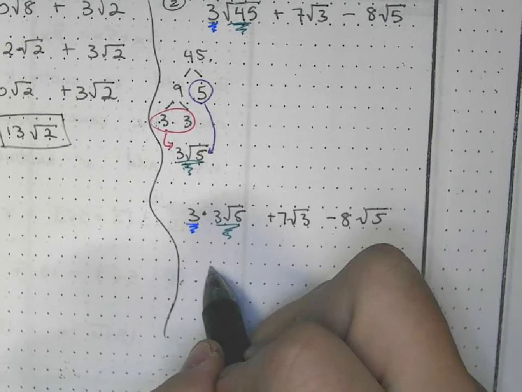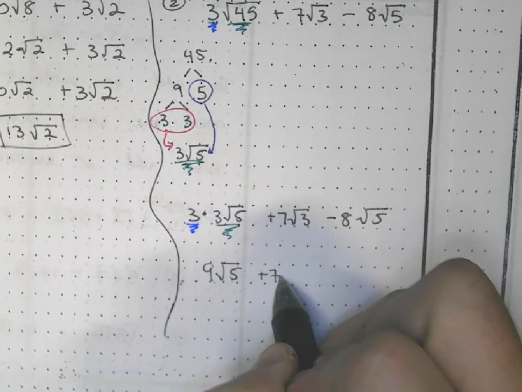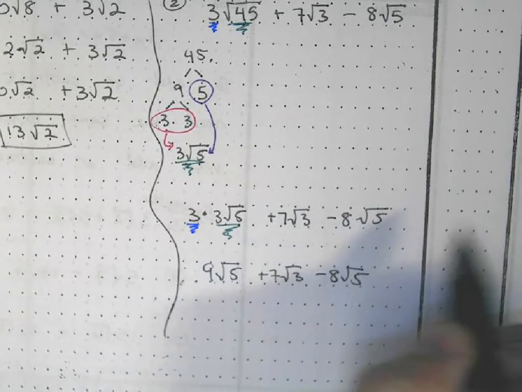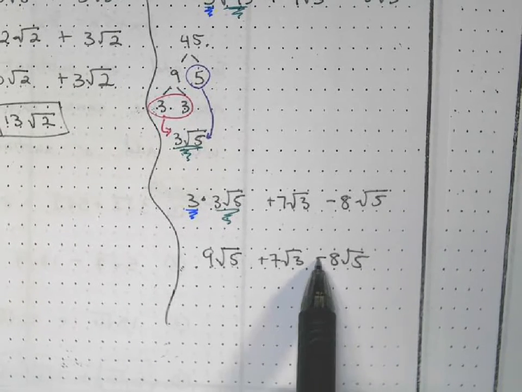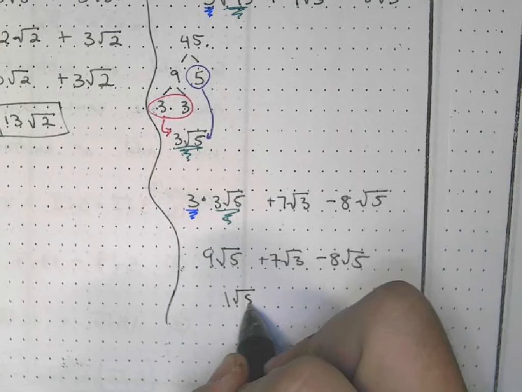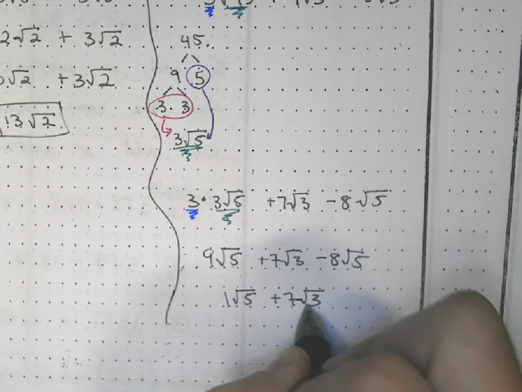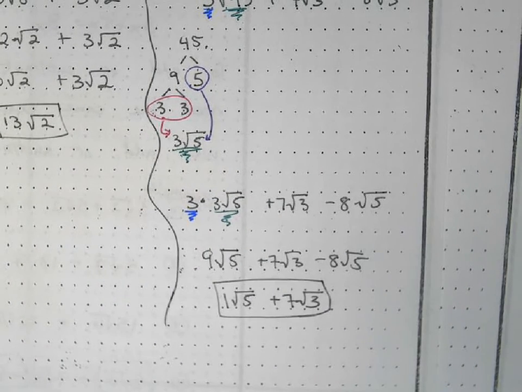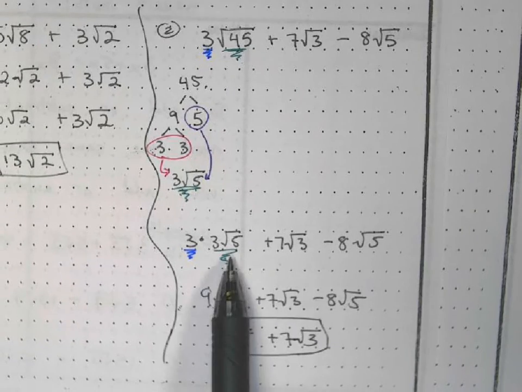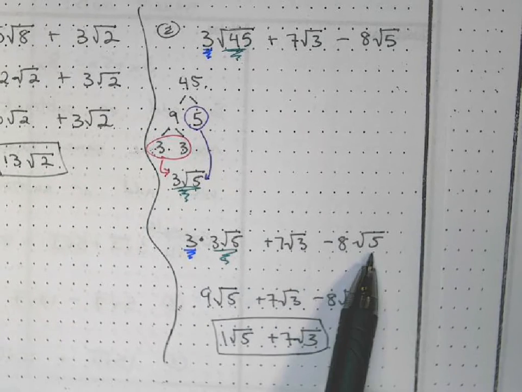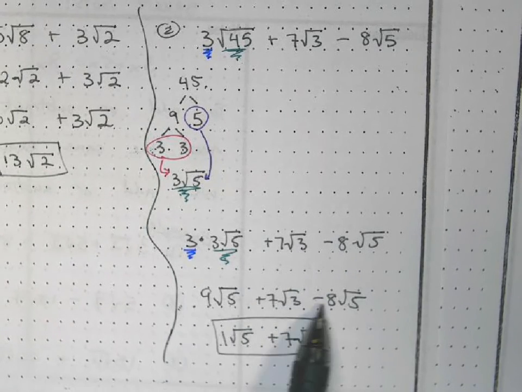So we'll multiply our numbers on the outside together, and now we have 9 root 5 plus 7 root 3 minus 8 root 5. And then once we combine our like terms, we'll have our final answer. 9 root 5 minus 8 root 5 is going to be a positive 1 root 5 plus 7 root 3, combining our like terms. And so that's how we add and subtract our square roots, always making sure we simplify any square roots we can first, and then combining the ones that are alike, that have the same exact square root, but only combining the numbers that are out front.